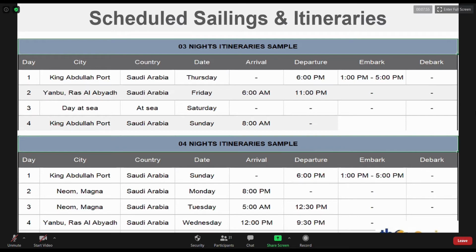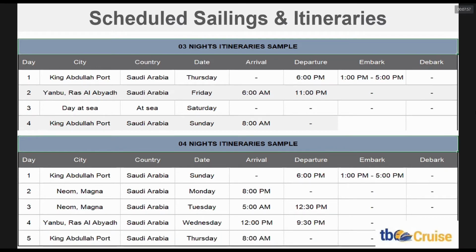However, with this sailing, cruising has been put on the map between King Abdullah Economic City and the north, which is Neom, where the new city is being built, and also a stop at Ras Al Abyad, which is in Yanbu. So there are two sailings. There are 3 night and 4 night sailings. The 3 night sailings leave every Thursday evening at 6 p.m. and the 4 night sailings leave every Sunday. So they're back to back, and guests can actually take a sailing across this.